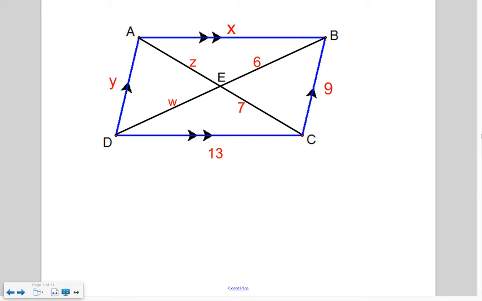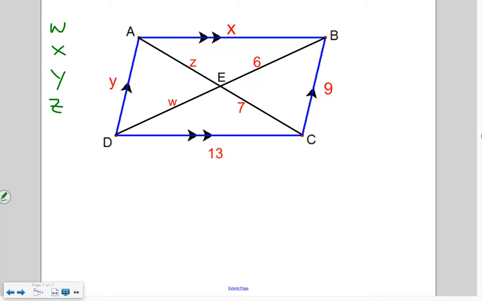Using these theorems, we can actually solve for all these different variables that we have here. We've got x, y, z. There's a w on there. We can find all these. Let's see if we can find them all real quick. We got w, x, y, z.